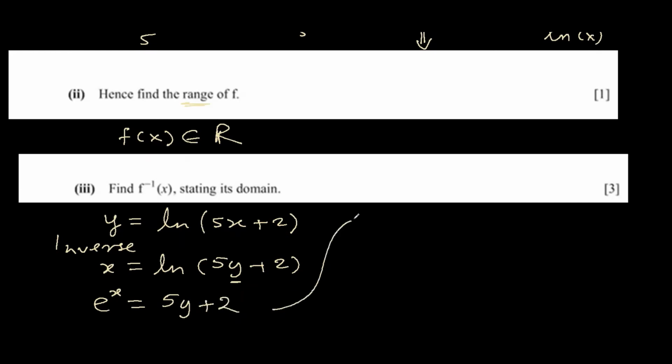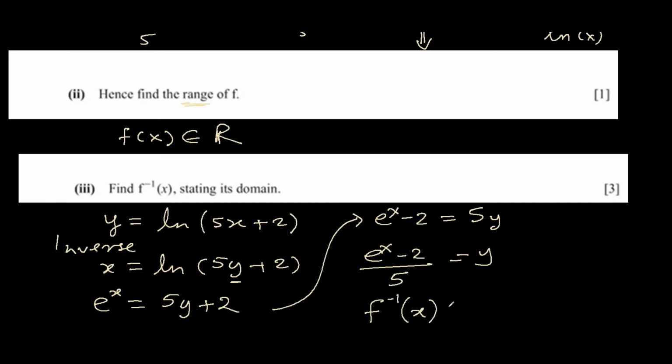right? And let's try to complete it here. e to the power x minus 2 equal to 5y, and y becomes e to the power x, minus 2, whole divided by 5, and this is the inverse. f inverse x equal to e to the power x. Minus 2 is not exponent. Okay, let's write it properly. Minus 2 over 5. That's the inverse.